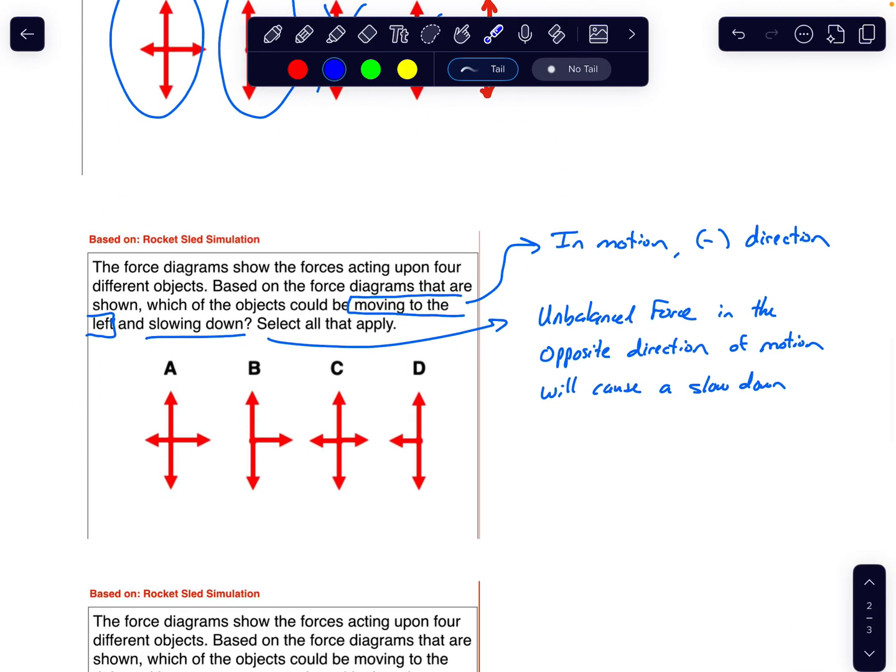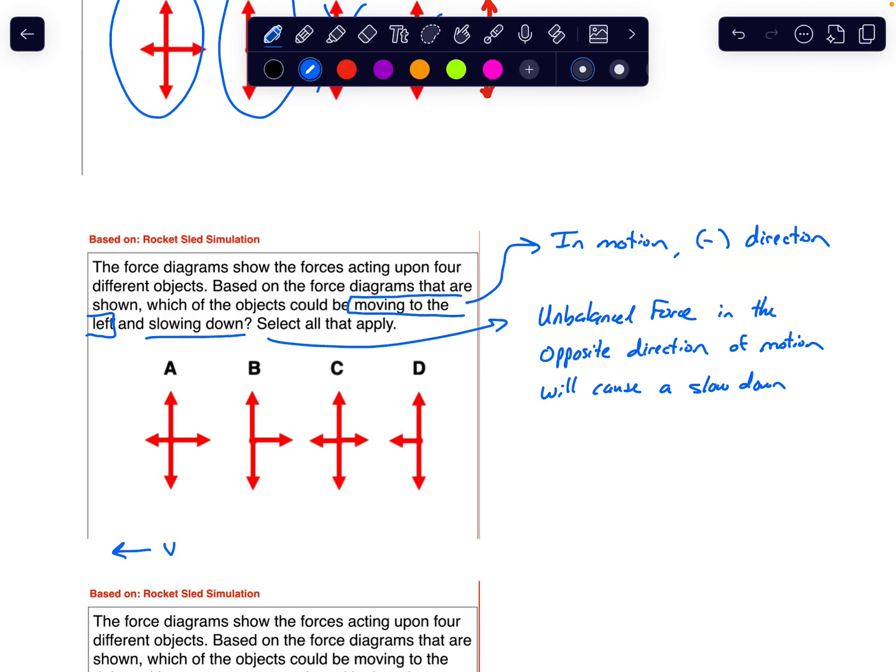Let's say we have force diagrams that are shown. This object is moving to the left already. So I'm just going to mark down the velocity of all these objects is to the left. Velocity is going that way. And the objects are slowing down. So there is a net force, an unbalanced force, in the opposite direction of motion. And when we see that, we have things moving in the negative direction. That's the direction of motion.